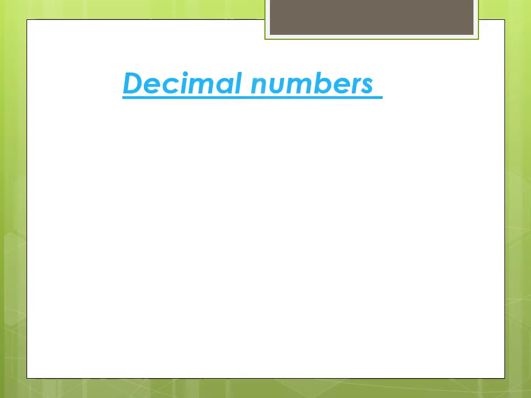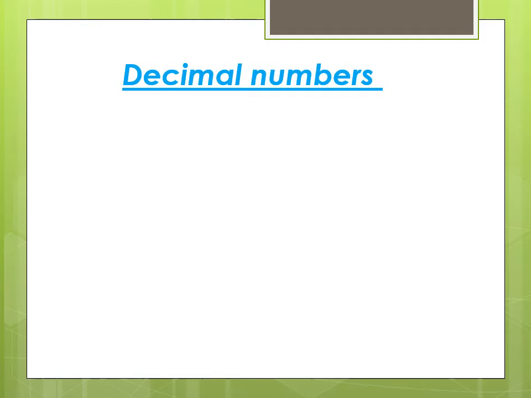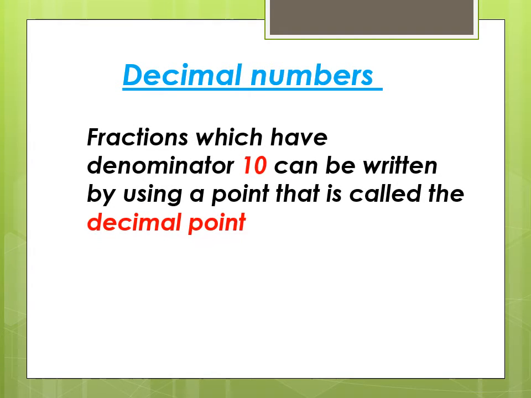Today we're talking about a new lesson. It's called decimal numbers. What's the meaning of a decimal number? A decimal number is a fraction which has a denominator of 10. Its denominator must be 10. Next time we will learn that the denominator can be 100 or 1000, but today the denominator must be 10. It can't be any other number. Okay? A fraction which has denominator 10 can be written by using a point that is called the decimal point.